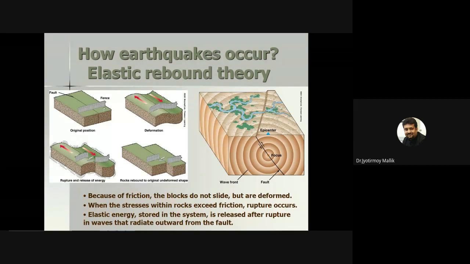So this is a pictorial representation of what happened. The fence is together, and you have this fault, and then you see that stress is building up, of course. The fence is being bent, and then once the stress is released, you see the movement of the fault, and it comes back to equilibrium, but as a result it has created an earthquake.